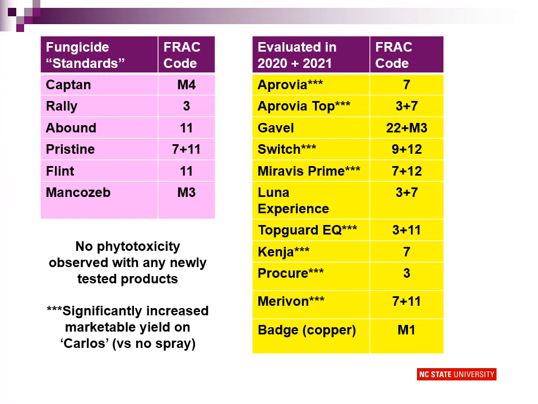So the ones in yellow on the right are products that we have added to our spray schedule as options for growers to control muscadine diseases. And the ones with the asterisk beside them significantly increased marketable yield on Carlos. So I'm excited to have this expansion of the modes of action. You can see the FRAC codes listed there on the right, and so we have a lot more different modes of action now in our spray schedule that can be used for problem vineyards where something like ripe rot has gotten out of hand.